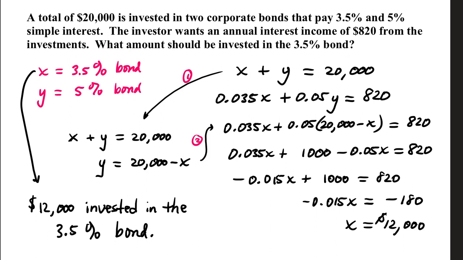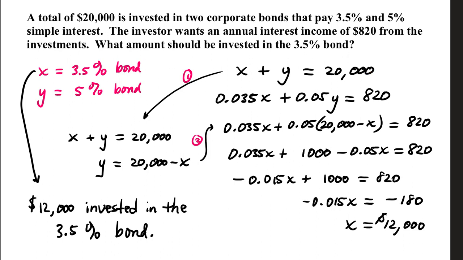Well, we have two different percentage payouts. I'm going to let X represent the amount of money in the 3.5% bond and Y be the money in the 5% bond. There's 20,000 total investment, so X plus Y has to equal 20,000. So that's one equation. X plus Y equals 20,000.